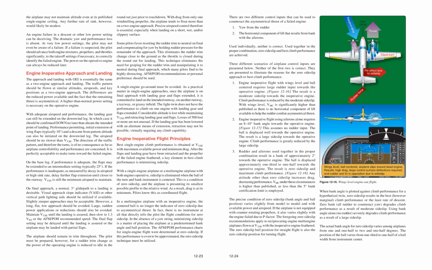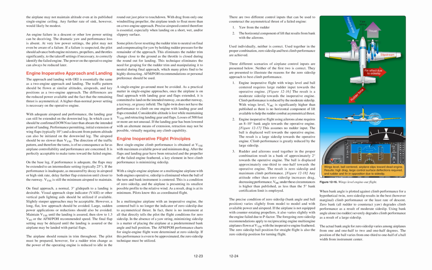Engine inoperative flight principles. Best single-engine climb performance is obtained at VYSE with maximum available power and minimum drag. After the flaps and landing gear have been retracted and the propeller of the failed engine feathered, a key element in best climb performance is minimizing sideslip. With a single-engine airplane or a multi-engine airplane with both engines operative, sideslip is eliminated when the ball of the turn-and-bank instrument is centered. This is a condition of zero sideslip, and the airplane is presenting its smallest possible profile to the relative wind. As a result, drag is at its minimum.